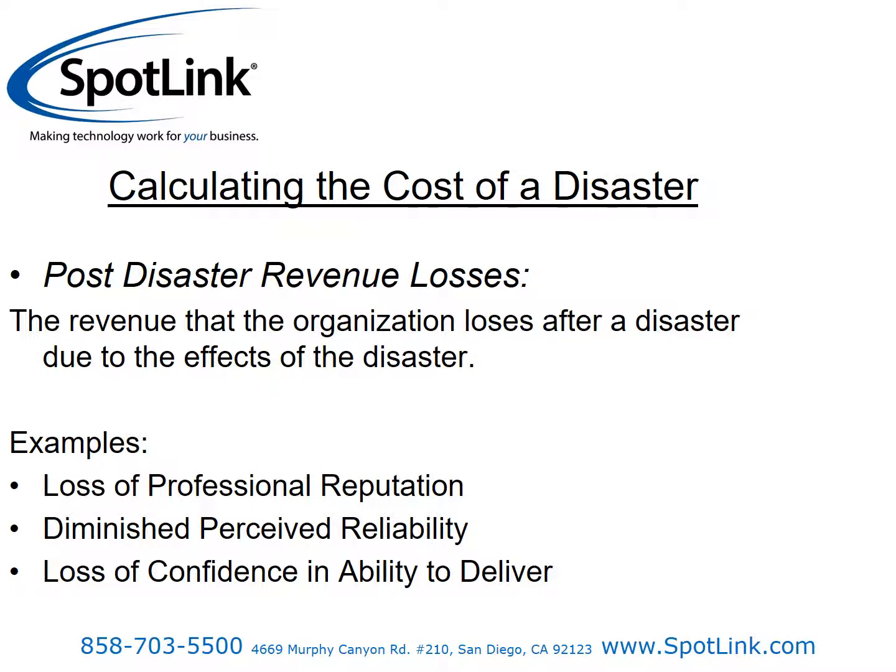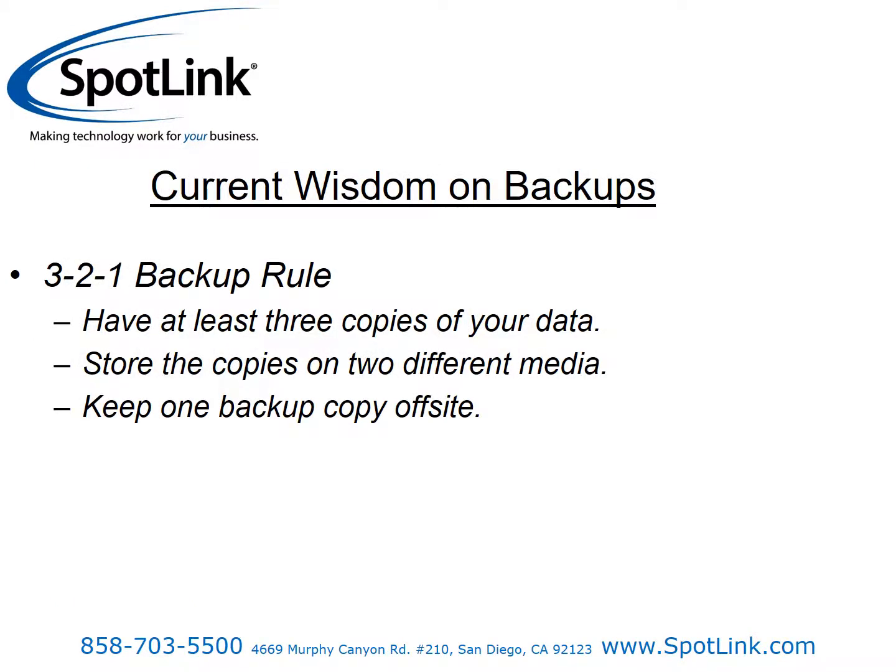All right, so now the current wisdom on how to do backups. The current thinking is you should follow the 3-2-1 rule. You want to have at least 3 copies of your data: your primary, a backup, and a backup of your backup. Store the copies on 2 different media. Make sure that you don't have both copies on the same hard drive that can just go away. And when you can, keep one off-site so if you have a site-level disaster, you can still get to it.